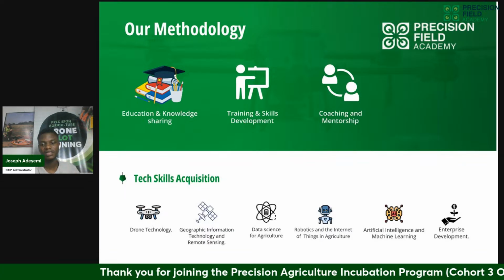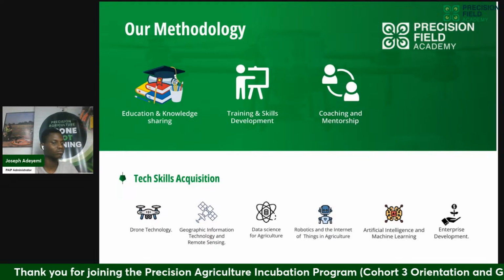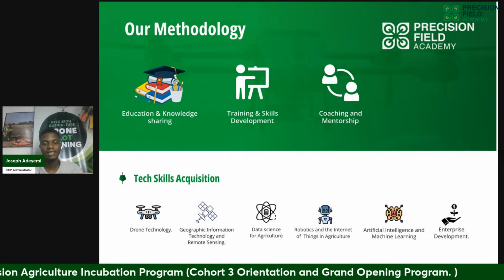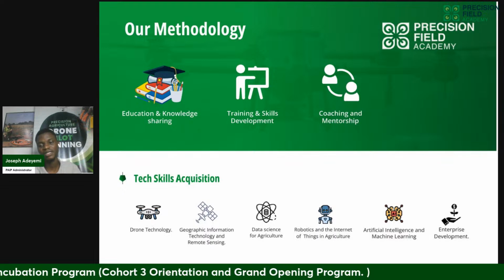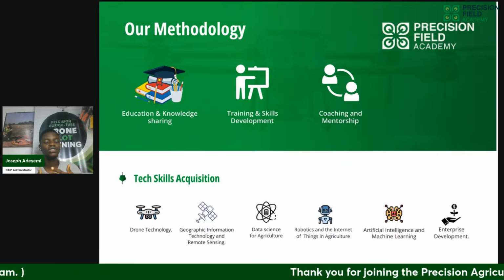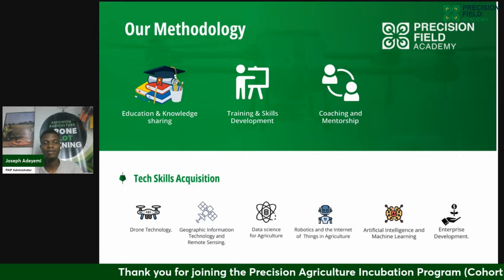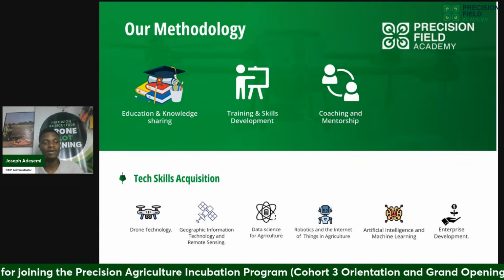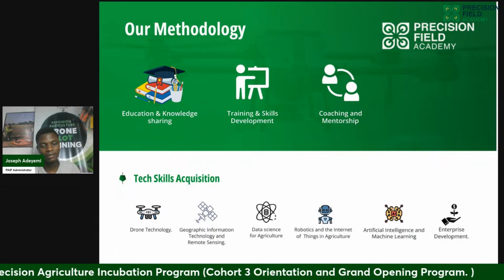And we have 6 tech skills in focus. Part of them is drone technology, GIS and remote sensing. We have data science and agriculture, robotics and Internet of Things, artificial intelligence and machine learning, and lastly enterprise development. So we're leveraging drone technology to collect data and help youths develop capacity in the concept of precision agriculture, how they can farm better in a data-driven way.